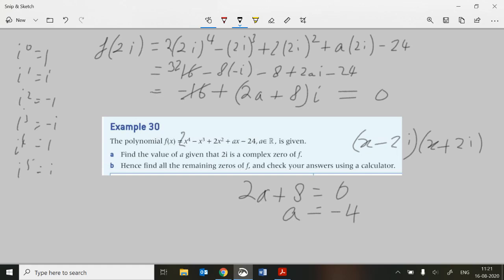So it was an adjustment to the question that was needed. Now you can see that I've got one method here. The book has another method. You could likewise, instead of putting in 2i, have put in -2i. It would have been slightly more complicated.